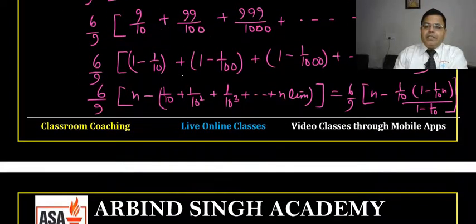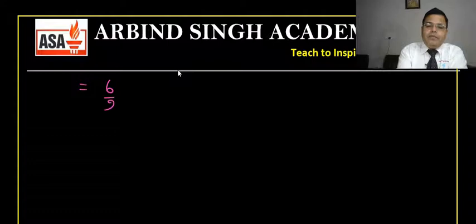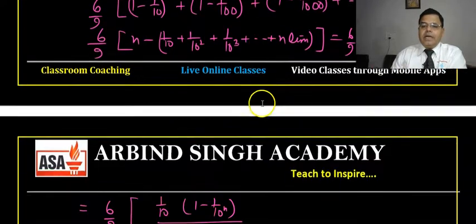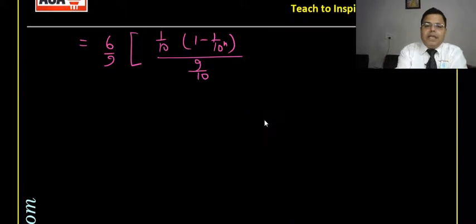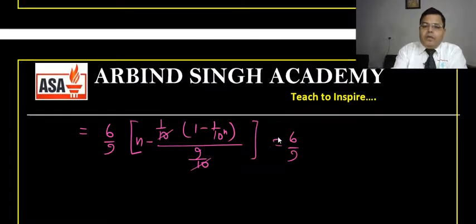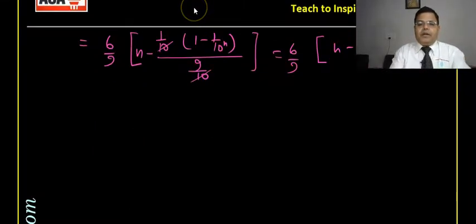In that case, the answer will come like 6 by 9 into n minus 1 by 10 into 1 minus 1 by 10 to the power n upon 9 by 10, which is 1 minus r. So this 10 and this 10 can cancel out, and finally it will be 6 by 9 into n minus 1 by 9 into 1 minus 10 to the power minus n, and that will be the answer. If you take the LCM, you will be writing 9 and minus 1 and all these. That is the simplest thing you can do yourself. So this is question number 21, both parts.